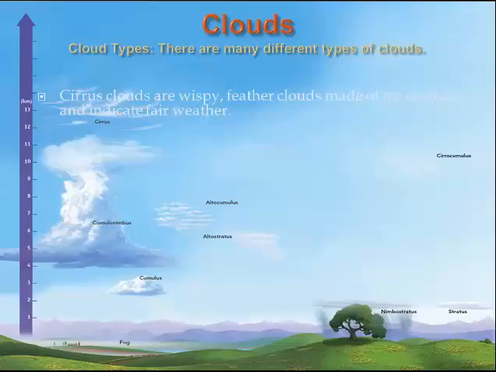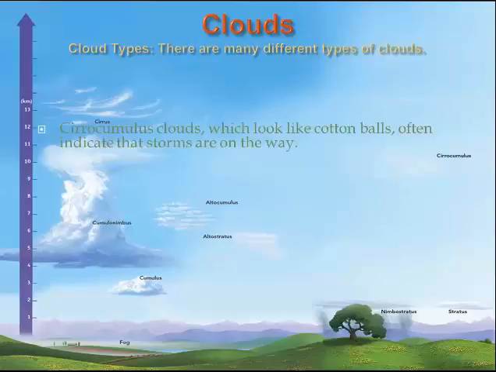Usually cirrus clouds indicate fair weather. Because they're so high in the atmosphere, it's kind of hard for them to give us precipitation. Cirrocumulus clouds, they look like cotton balls. They're over here on the right-hand side of the picture. They usually indicate that storms are on the way.